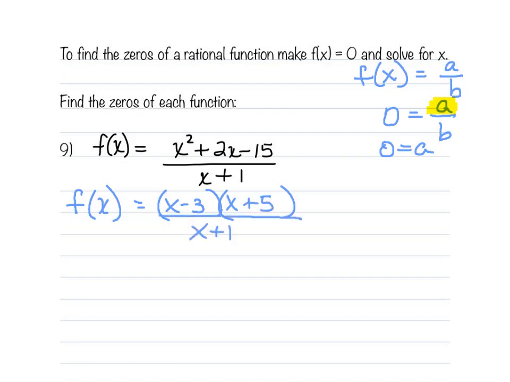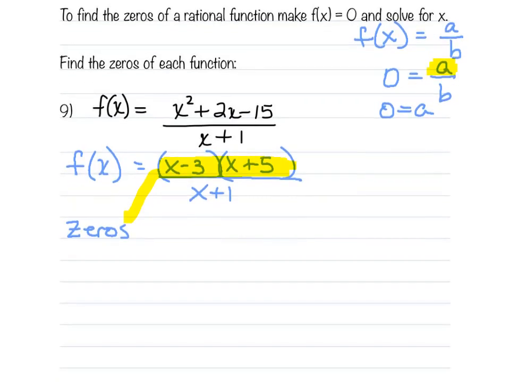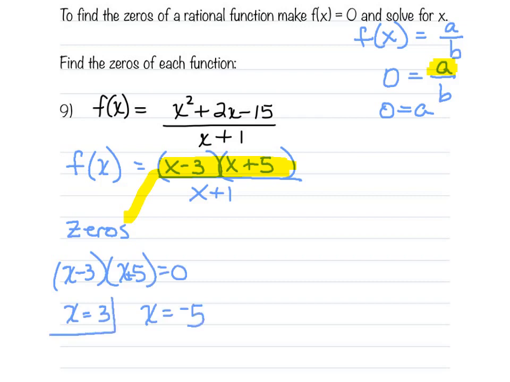Okay, so to find the zeros, all I have to do is concern myself with making the numerator equal to 0. Okay? So let's set up my equation. x minus 3 times x plus 5 is equal to 0. So x is positive 3 and x is negative 5. Those are the zeros, or the solutions to this function.